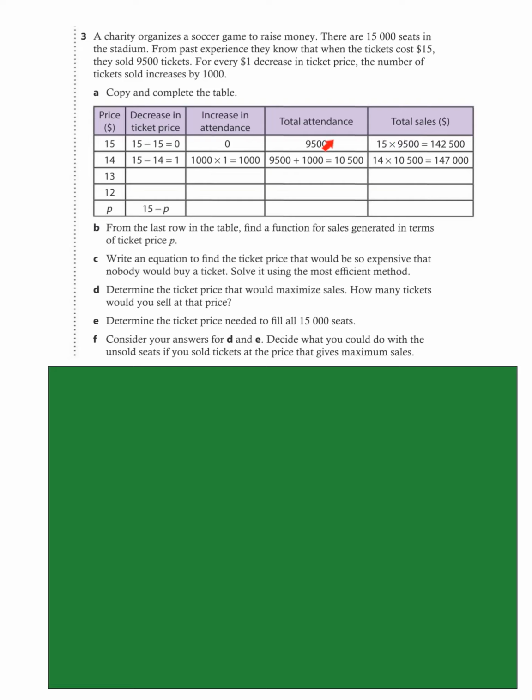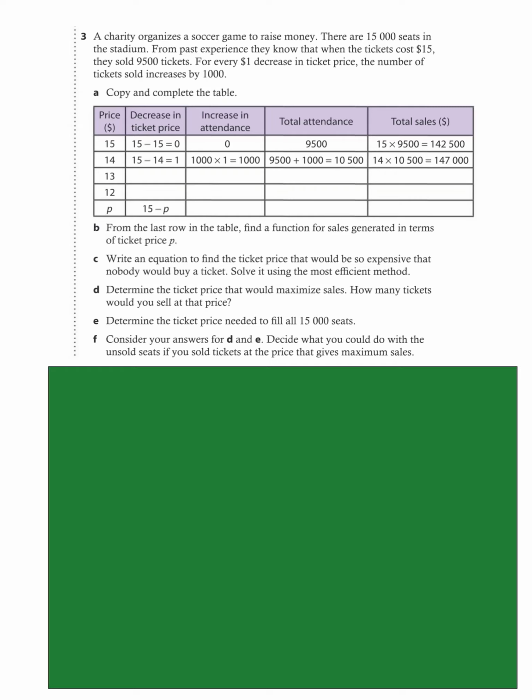Okay, there. Now the second one is 14. If the price is 14, it's dropped by 1. And it said for every $1 decrease in the ticket price, the number has increased by 1,000. So 1,000 times 1 is 1,000. So here's the increase of 1,000. 9,500 plus 1,000. It's gone up by 1,000 because the price has gone down by $1. So now we've got 10,500. The total sales is 10,500 times the price of the ticket, which is 14. There. So all we need to do is fill in all of this.